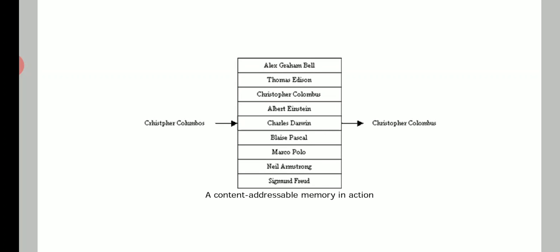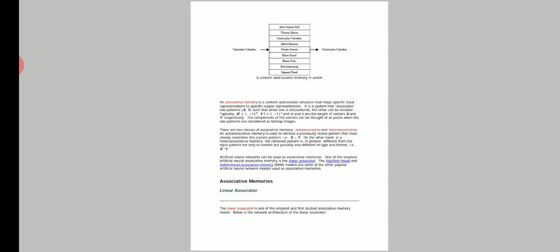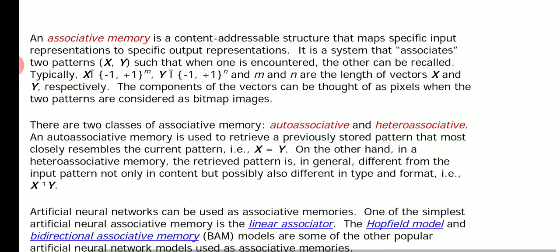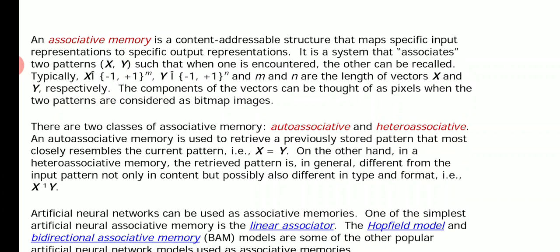This specific thing is called associative memory. Associative memory is a content addressable structure that maps specific input representations to specific output representations. It associates two patterns x and y such that when one is encountered the other can be recalled.